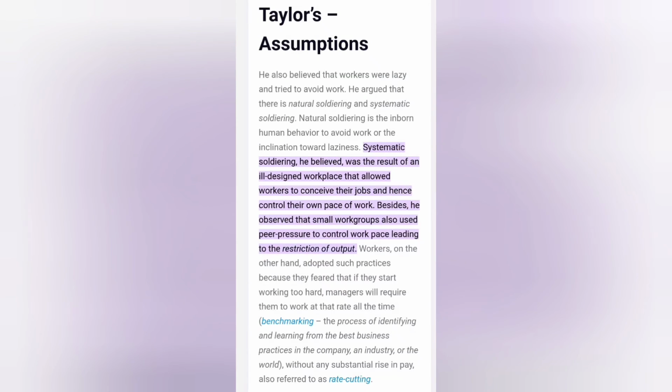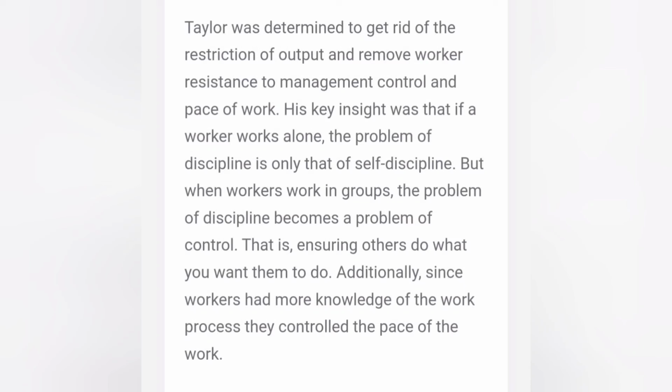Taylor's assumption is of two kinds. One is natural soldiering and the second is systematic soldiering. Natural soldiering is that humans have an inborn behavior to avoid work. Okay, they are lazy, they avoid work. Systematic soldiering is the result of an ill-designed workplace which allows workers to work at their own pace. Even a small group of people will have peer pressure control, so it leads to a restriction on the output.